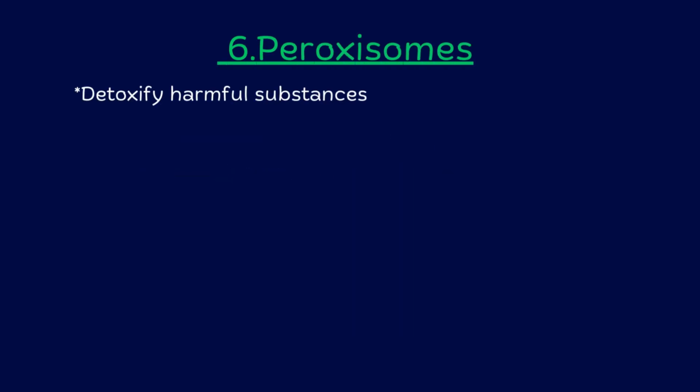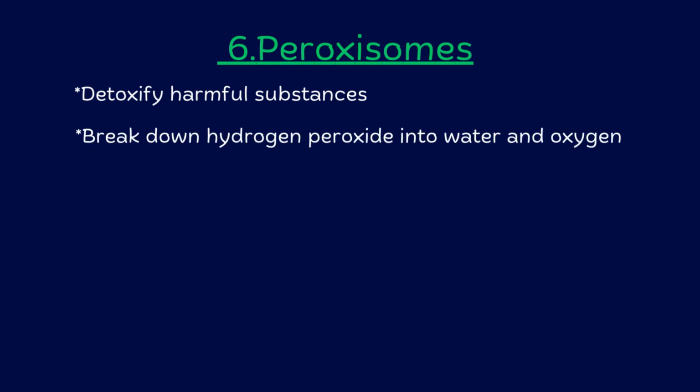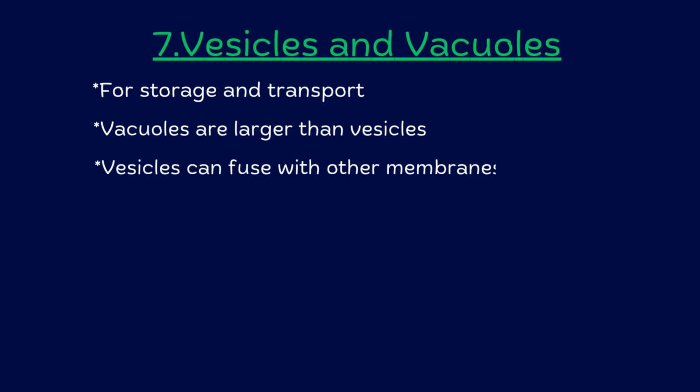Peroxisomes help detoxify harmful substances and safely break down hydrogen peroxide into water and oxygen. Plant cells contain many peroxisomes. Vesicles and vacuoles are used for storage and transport. Vacuoles are larger than vesicles. Vesicles can fuse with other membranes, such as the plasma membrane, while vacuoles usually do not. Now, let's compare animal cells and plant cells.